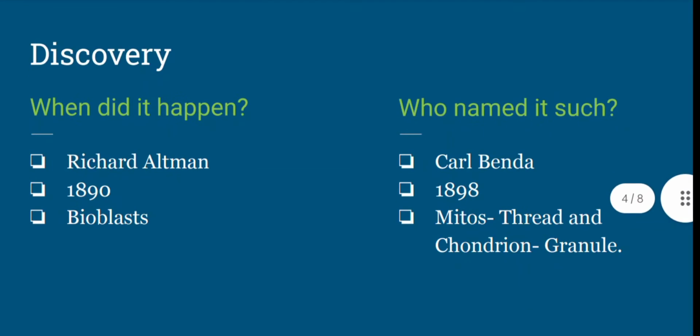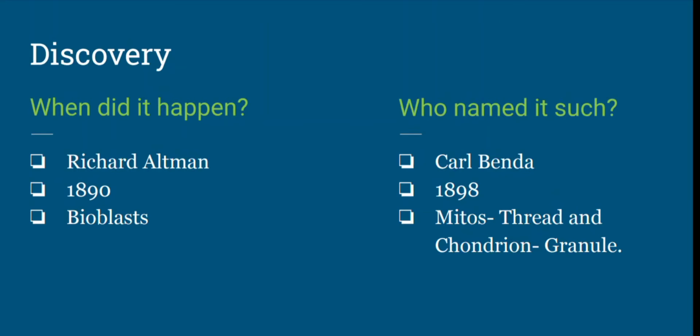Let's come to discovery. Who discovered this? When did it happen? And who named it as such, like mitochondria? So this started way back in 1890 when a German pathologist, Richard Altman, discovered this organelle. Initially he did not name it mitochondria, he named it bioblast.